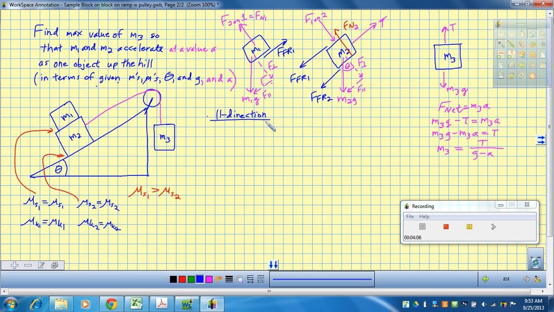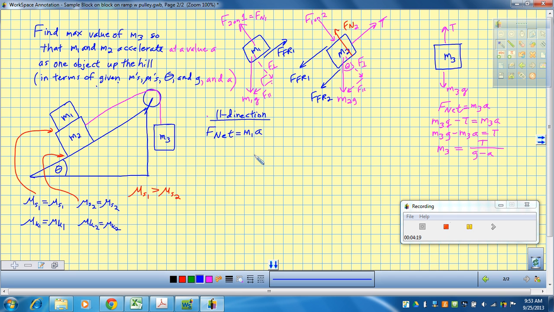So I write out parallel direction. I've had people ask me, what is the 11 direction? Don't ask that question. That's just not a good question. So in the parallel direction, I'm going to apply net force on M1. So it's net force equals M1 times A, because we're doing free body diagrams for each individual object.